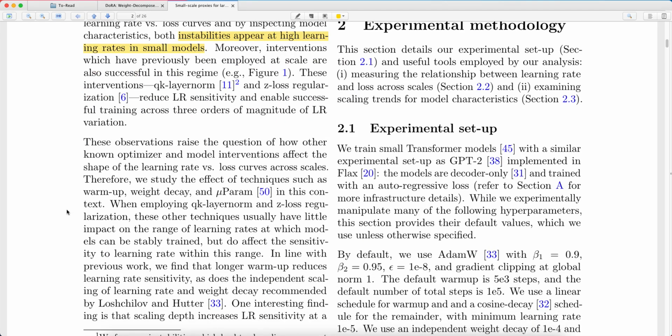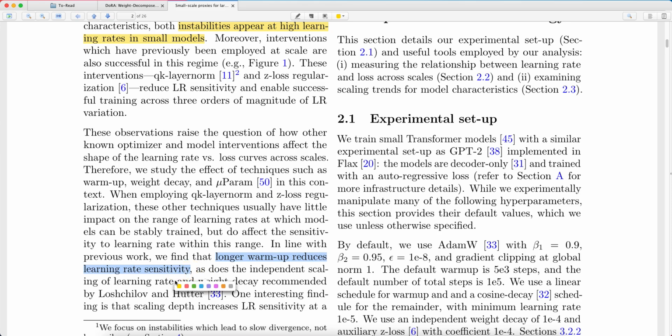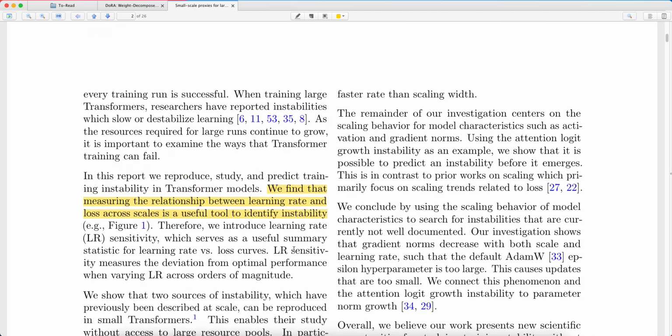Okay. All right. Then they look at other techniques, and they employ these things. When employing qk-layernorm and z-loss regularization, these other techniques usually have little impact on the range of learning rates at which models can be stably trained, but do affect the sensitivity to learning rate within this range. A longer warm-up reduces learning rate sensitivity, as does the independent scaling of learning rate and weight decay. One interesting finding is that scaling depth increases LR sensitivity at a faster rate than scaling width.